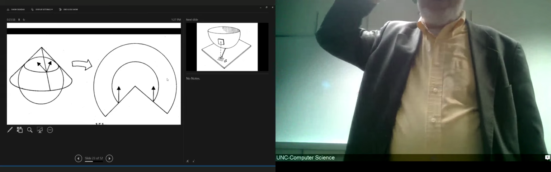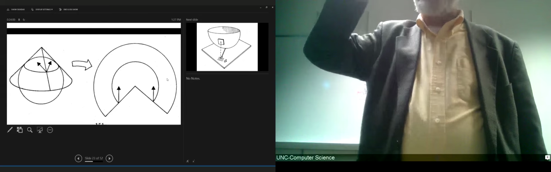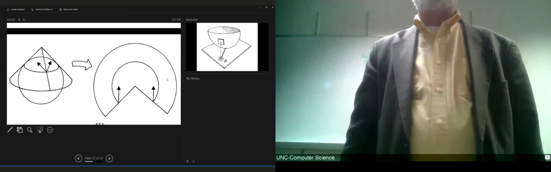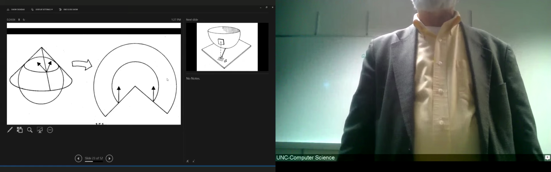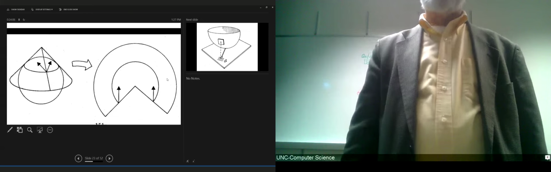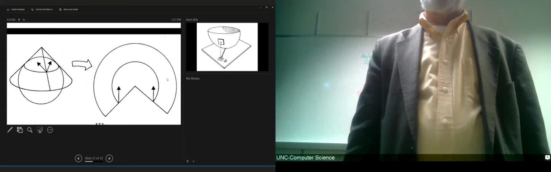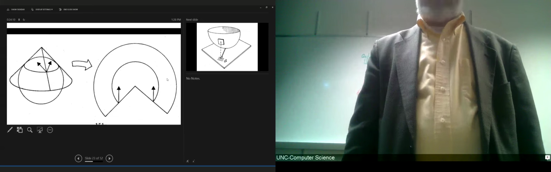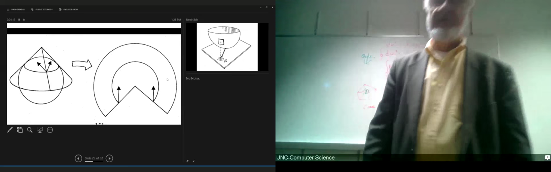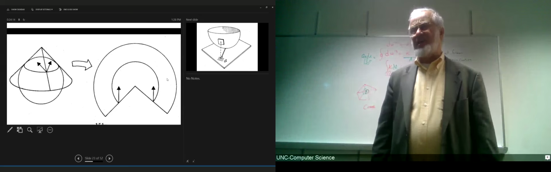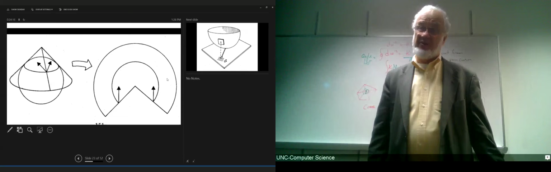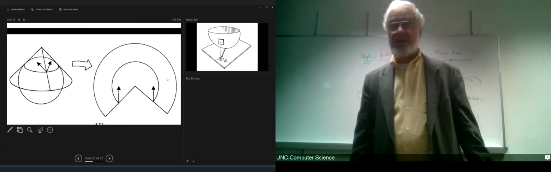Okay, for mean curvature, I need to accumulate all the angle differences for the neighboring faces. But for the Gaussian curvature, I only need to measure the difference after I travel around. That's right. Okay, now what about it for a parameterized surface? And you want kappa 1 and kappa 2.